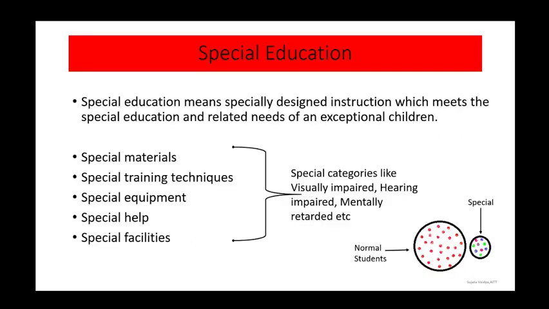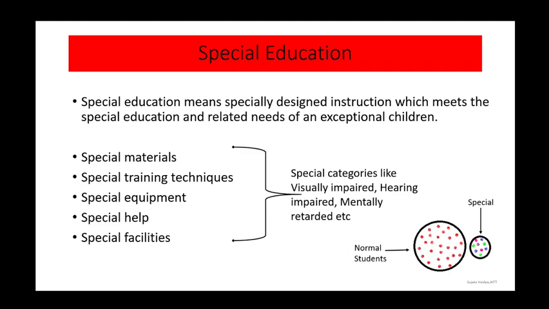Now let us understand the concept of special education. Special education, as the name suggests, is meant for the special need students. Specially designed instruction which meets the special education and related needs of an exceptional children is called special education. In this type of education, the special materials, some special training techniques, some special equipment, special help and some special facilities is being provided to the special categories like visually impaired, hearing impaired, mentally retarded, etc.